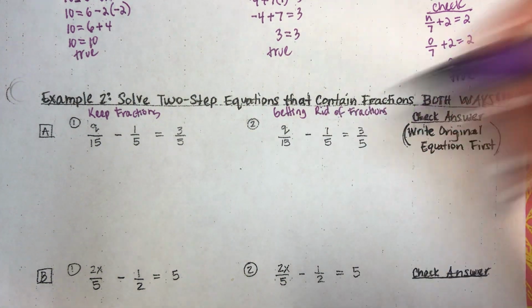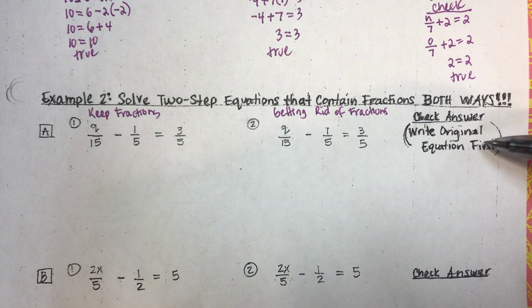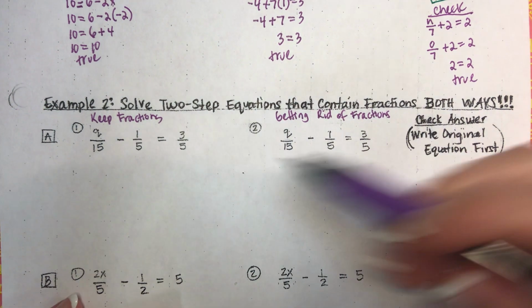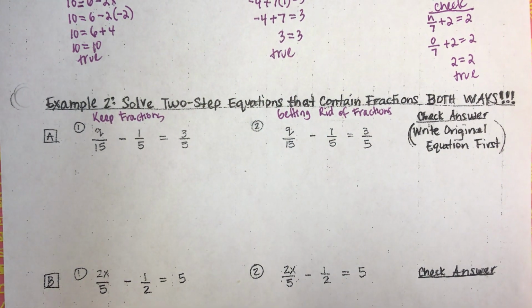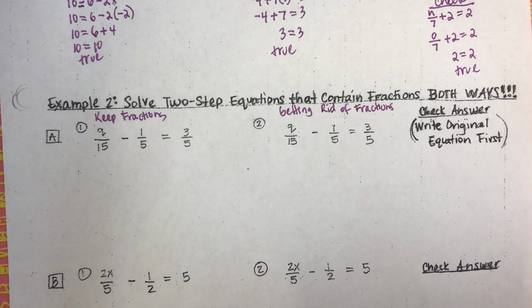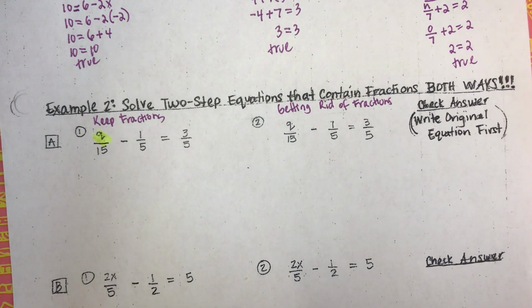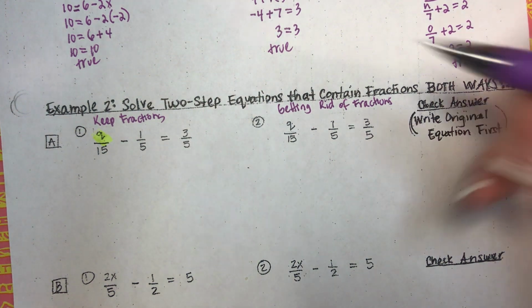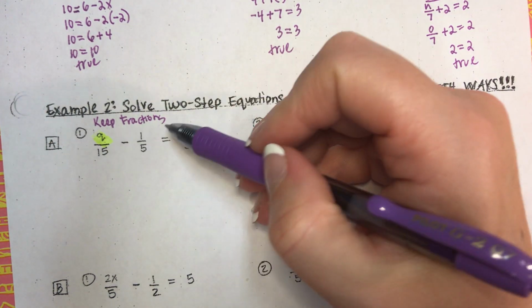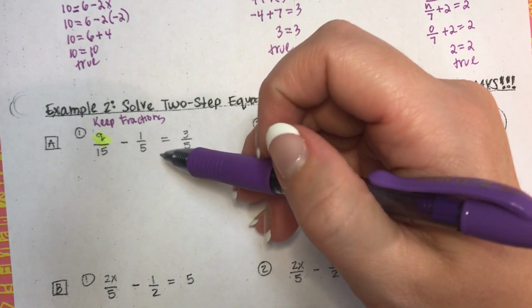Okay, so each problem we're going to solve two different ways, and then we're going to make sure that we always check our answer at the end. So for this first one, we're going to go ahead and keep the fractions, okay? So we're trying to figure out what Q is, right? And so this Q is being divided by 15, and then there's this negative 1/5 out on the outside.